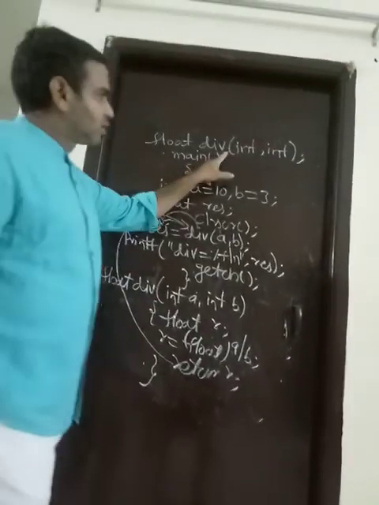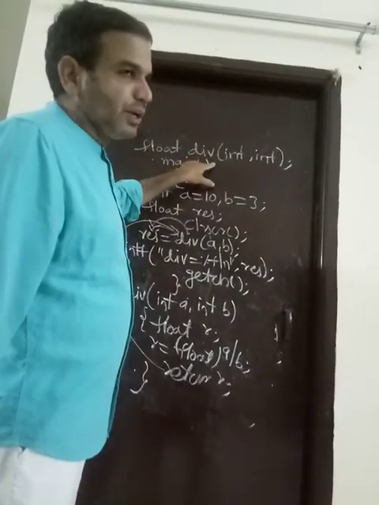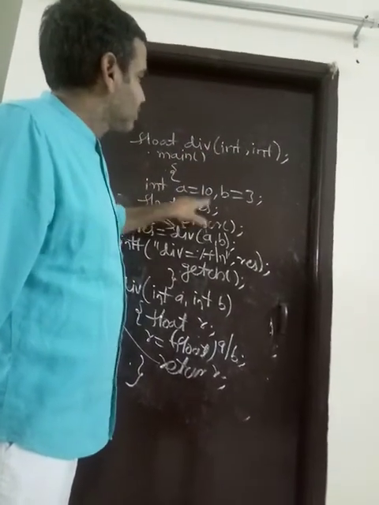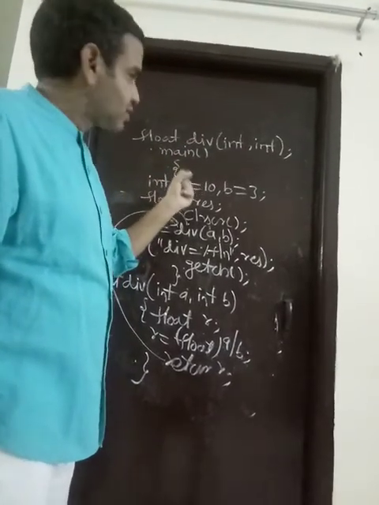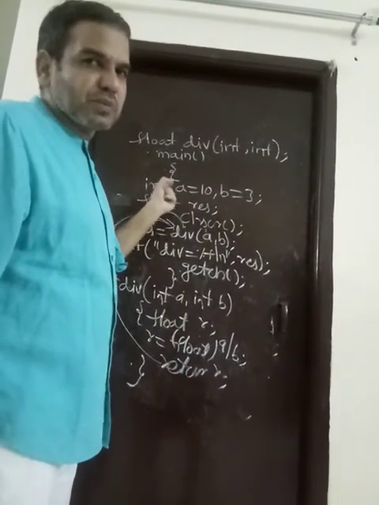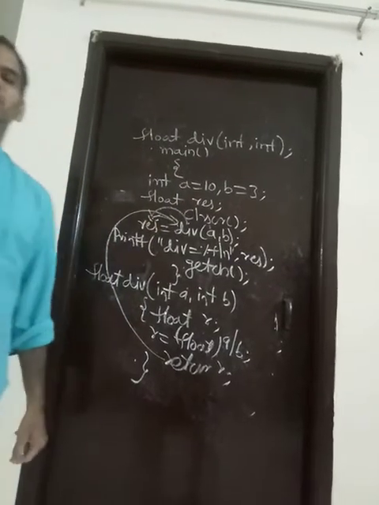So the function prototype, once again, will be declared globally or in the declaration part. In the function prototype, what the user defined function will receive and return is specified in the function prototype format. You see this one.